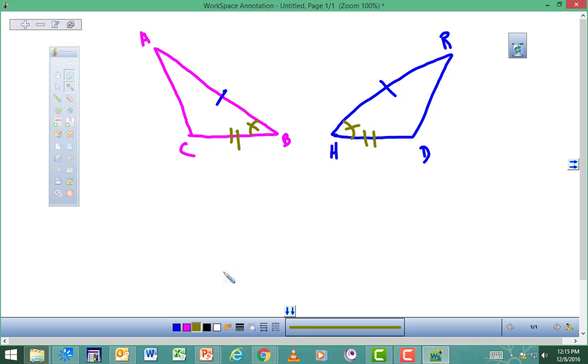Okay, alright. So I think the natural thing would be to say that these 2 triangles are congruent. And hopefully you can state the postulate.